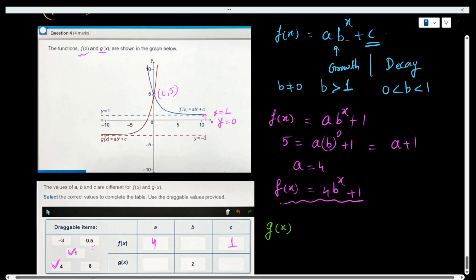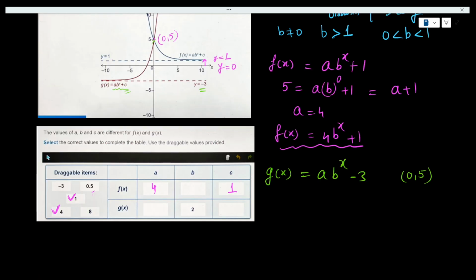For g of x, if you will see the horizontal asymptote here, because that is also a b to the power x plus c, from y equals 0, it's moving 3 units down, so it is minus 3. So g of x can be written as a b to the power x minus 3. Now this graph's y-intercept is also 5, that means you can substitute 0 comma 5. The y value is 5 when the x value is 0. So 5 is equal to a times b to the power 0, which is 1, minus 3, so a value is 8.